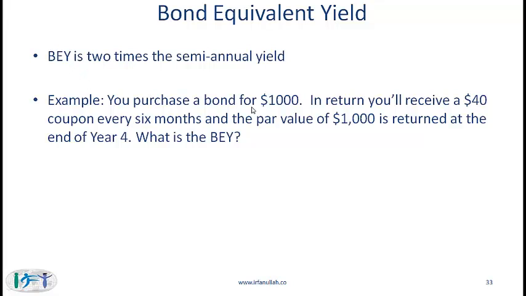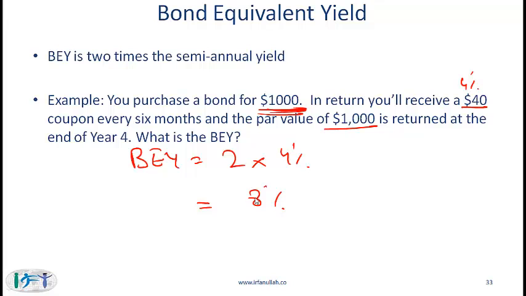Let's say that you purchase a bond for $1,000 and in return you receive a $40 coupon every 6 months, and then you receive the par value of $1,000 at the end of year 4. Notice here that with a $1,000 investment you are getting $40 or 4% every 6 months. The bond equivalent yield is simply 2 times the semi-annual yield of 4%. So the bond equivalent yield is 8%.